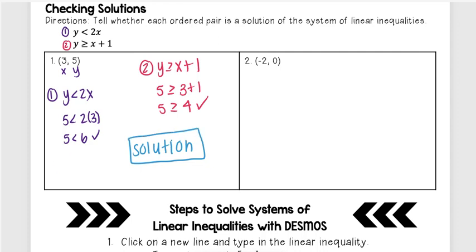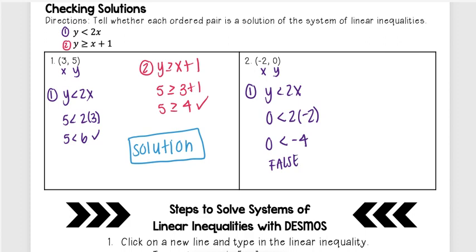Okay, now let's try the next one. So I have x, y. Plug it into my first inequality, y is less than 2x. Instead of y, I'm going to put 0. Instead of x, I'm going to put negative 2. Well, 2 times negative 2, I get negative 4. That is not true. 0 is not less than negative 4. And so since right off the bat, this point doesn't work for my first inequality, this is not a solution.